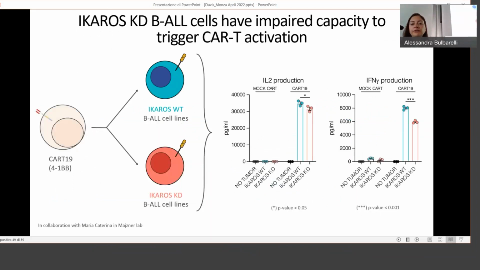And so this data is in vitro. So we put our knockdown cell lines with CD19 targeted CAR T cells. This is all the mock CAR, but on the left-hand side of both graphs is with the actual CAR T cells. And compared to wild type in blue, the knockdown cells in red had lower levels of IL-2 production and interferon gamma production, suggesting the CAR wasn't being stimulated as well by the knockdown cells.